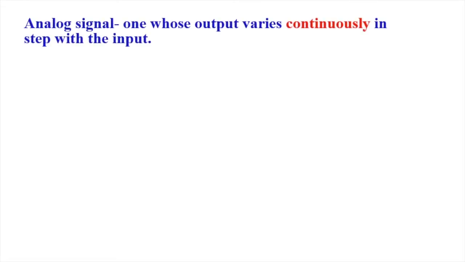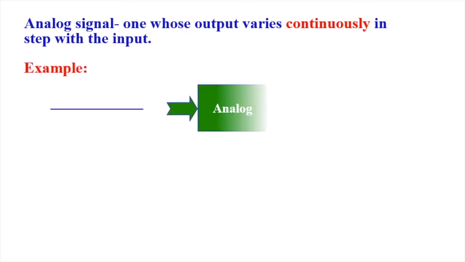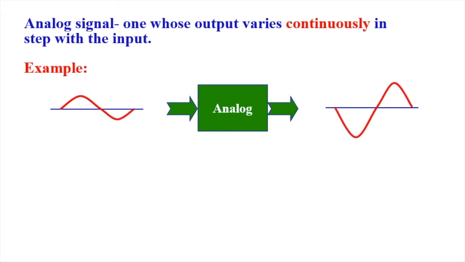An analog signal is one whose output varies continuously in step with the input. We've all had AC at this point, so we know how that works. An analog signal is AC, or it could also be DC. It's just that it varies with time. Okay, there's your analog signal.